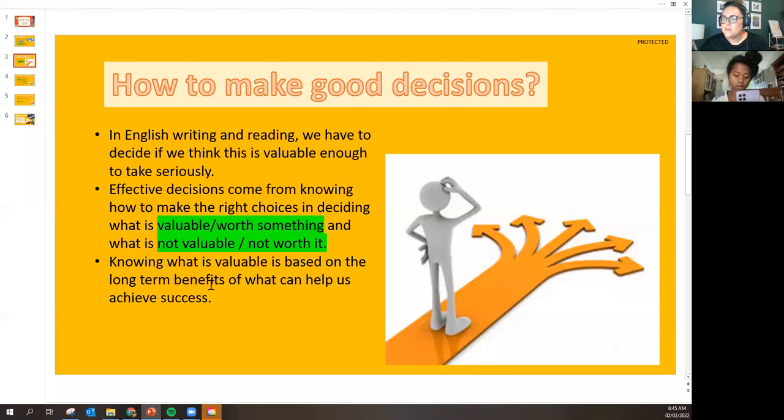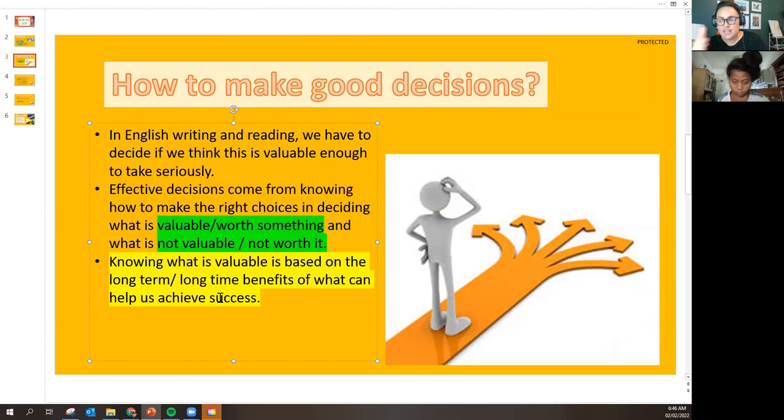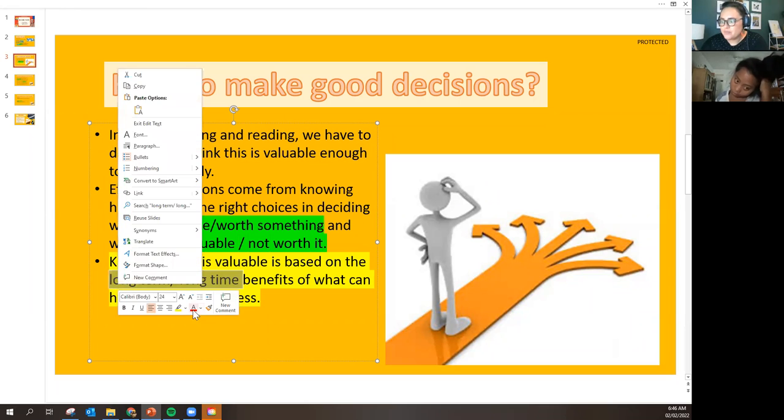Sorry. So look at this sentence here. If you can write this sentence out in your workbook: knowing what is valuable is based on the long term. So what does the word long term mean? Long term is also like long time, like over time. So not just in the next week or so, but long term usually means more than a month, more than 3 months, more than a year. So long term. Okay, so you can write that word out as well.